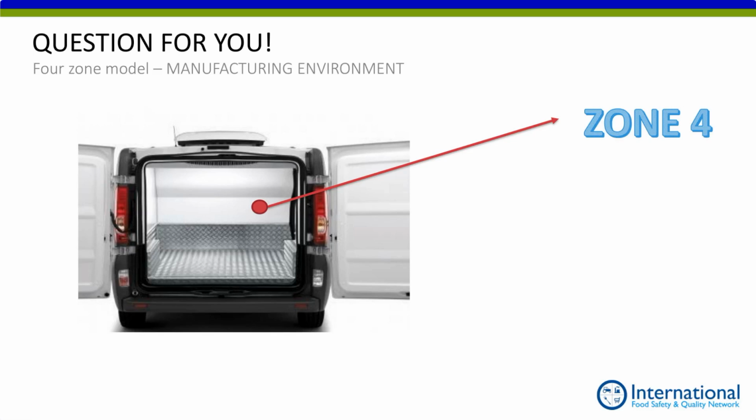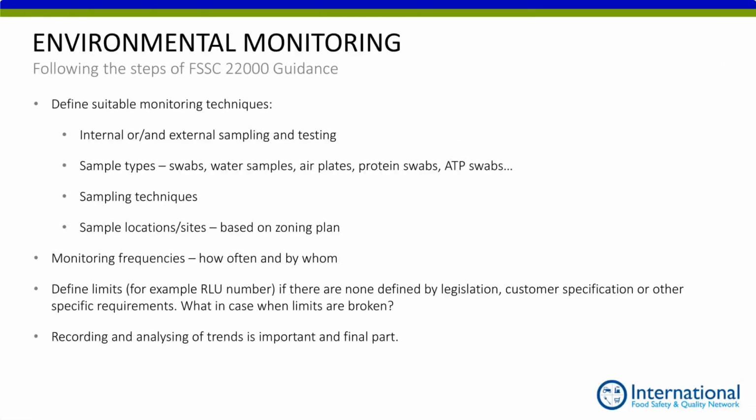But if you are transporting fresh meat, then you will have to check also these zones. So these are all environments that will depend on your risk assessment, and you have to include it. When you look at the FSSC 22000 guidance, they're saying that you need additionally, after you decide which zones and which microorganisms to check, to define which kind of monitoring techniques you are going to use.